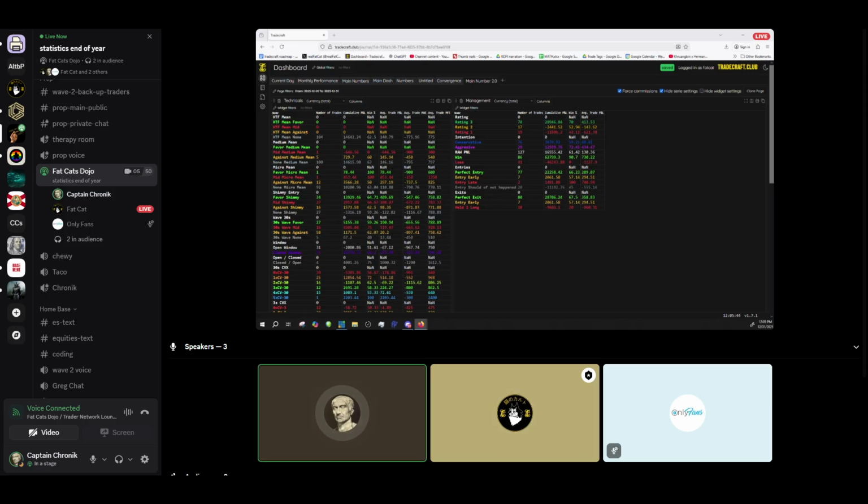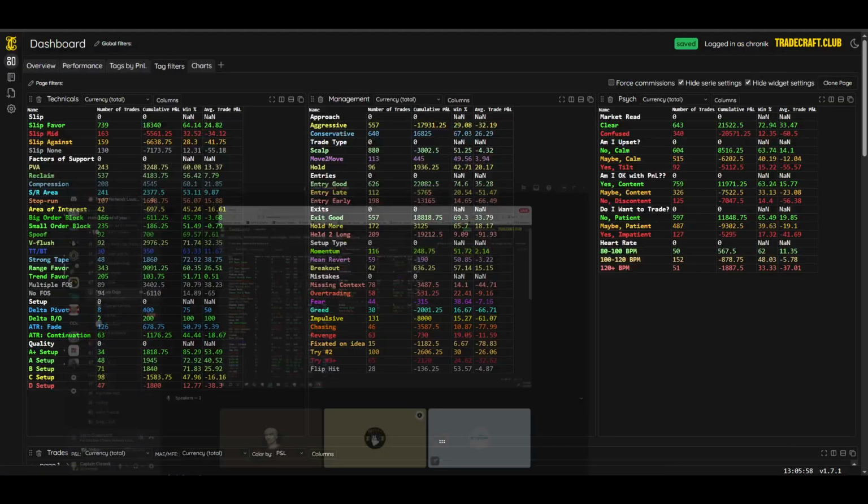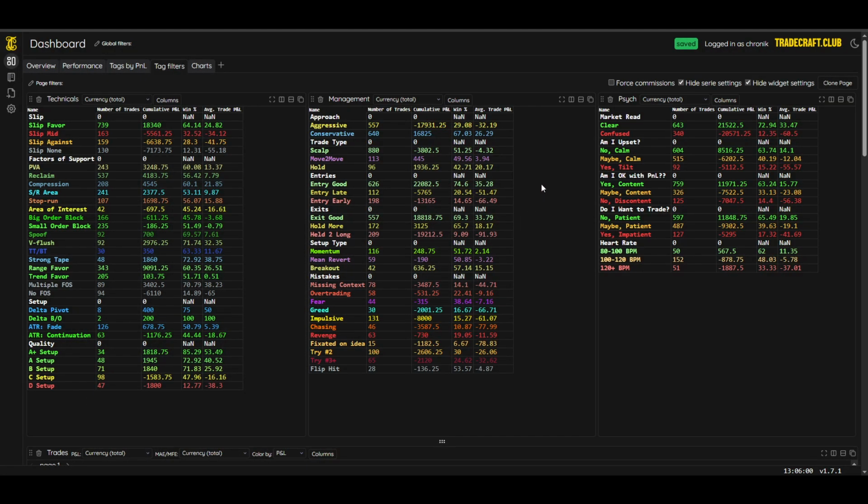For all we know, these levels could be placebo. But guess who's up on the year? Guess who's making money from it? That's all that really matters. That's where these multiple factors of support come in.